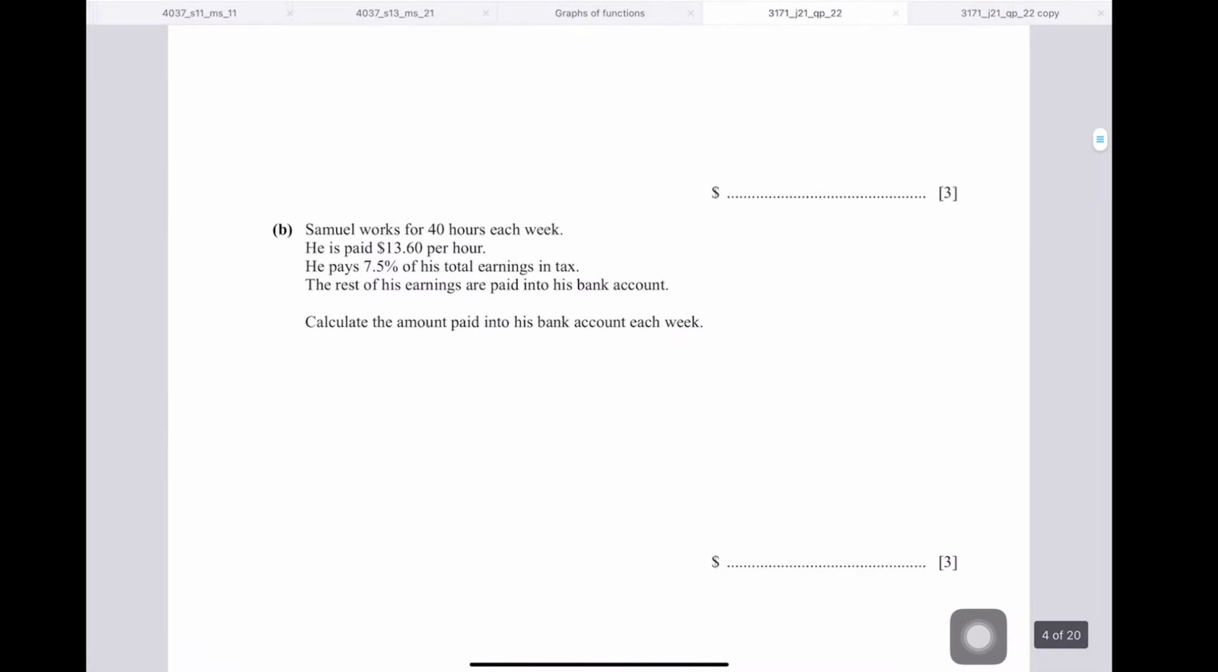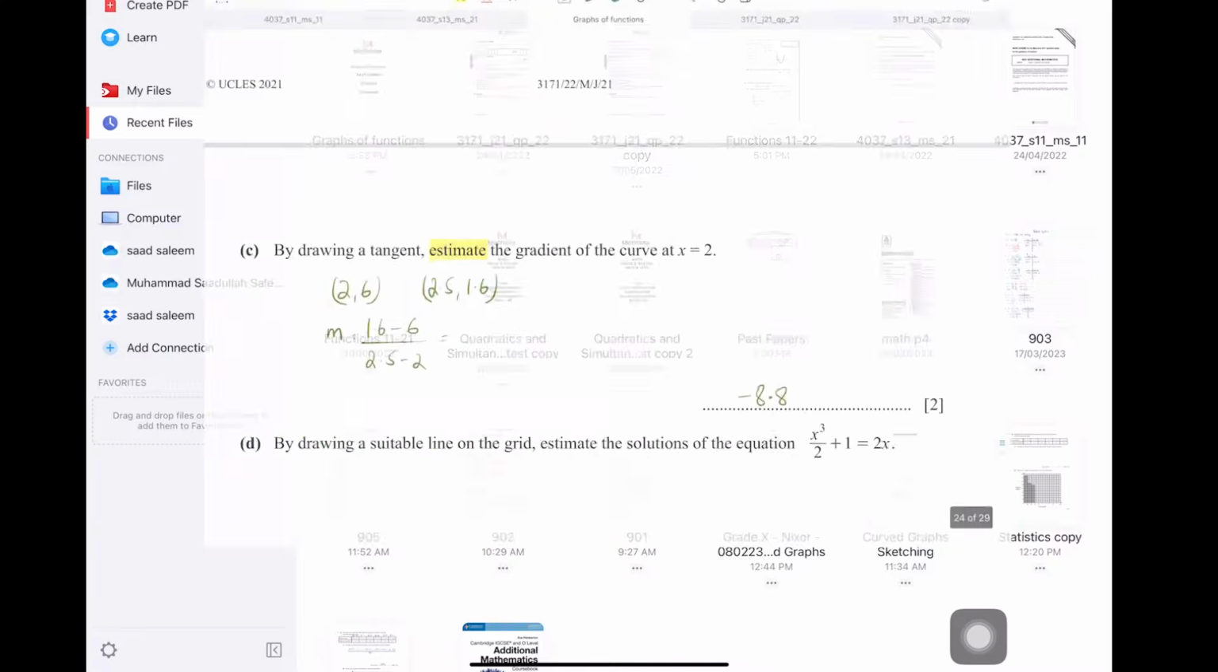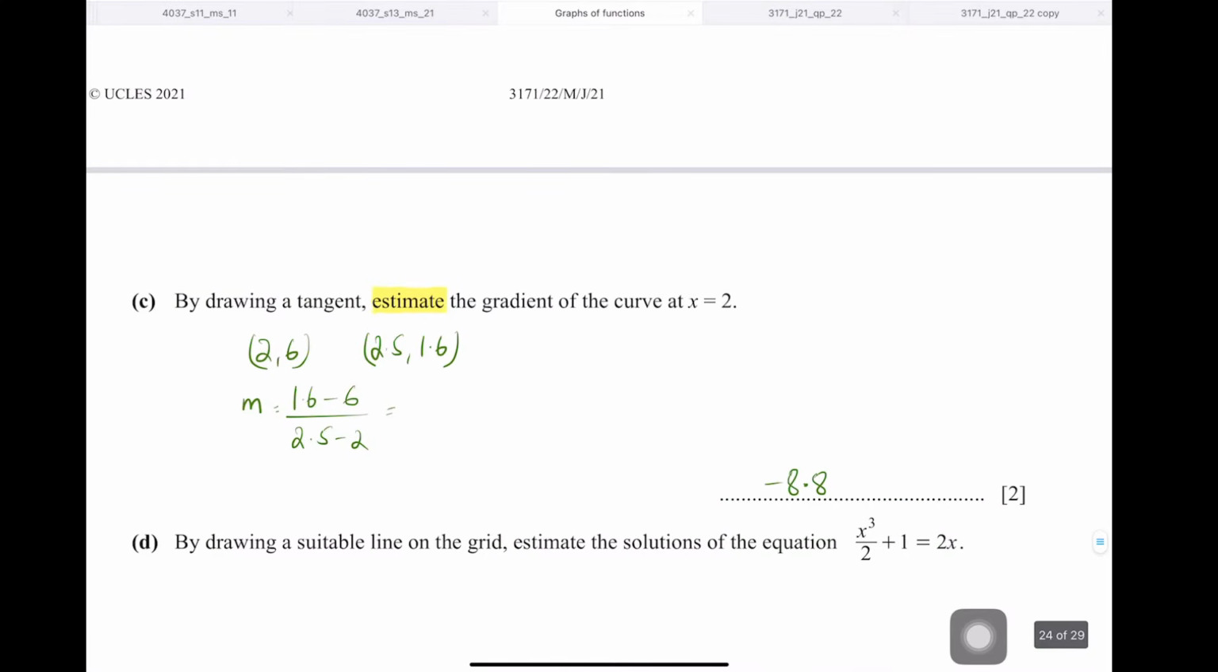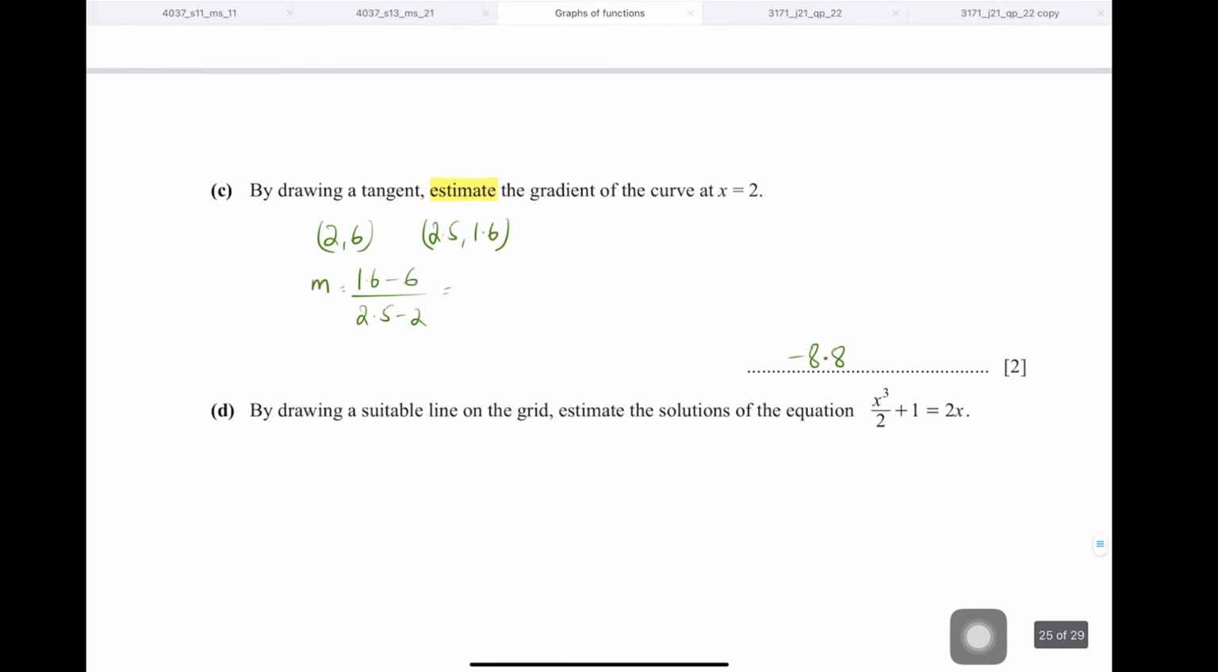Okay, just a minute. Let me find the marking scheme. Surprisingly, I can't find the marking scheme. Just give me a minute. Let me find the marking scheme.